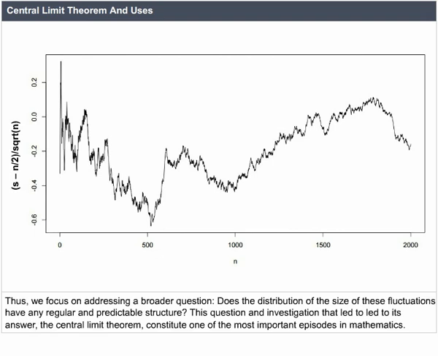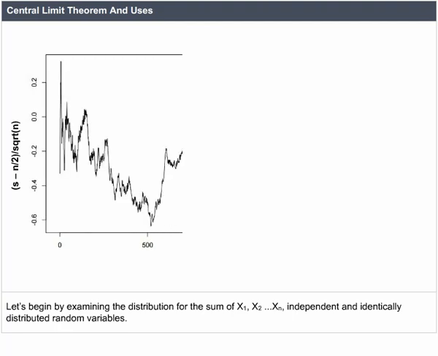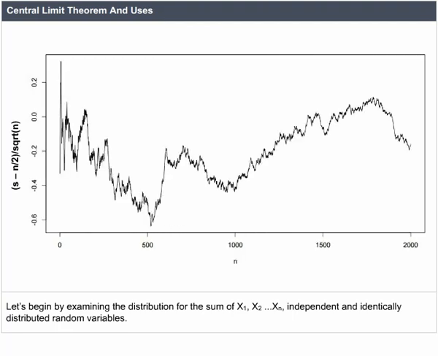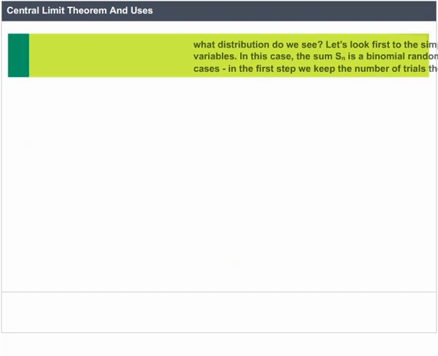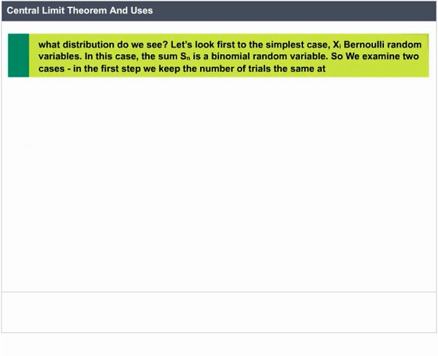in mathematics. Let's begin by examining the distribution for the sum of X1, X2, through Xn, independent and identically distributed random variables. What distribution do we see? Let's look first at the simplest case, Xi Bernoulli random variables. In this case, the sum Sn is a binomial random variable, so we examine two cases.